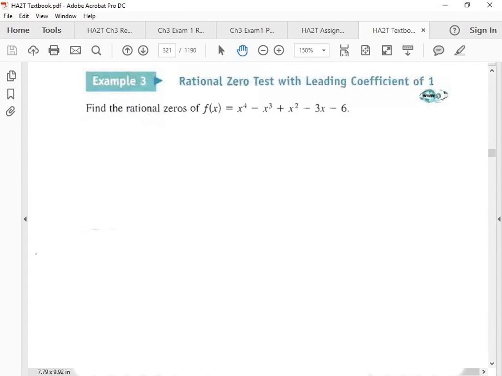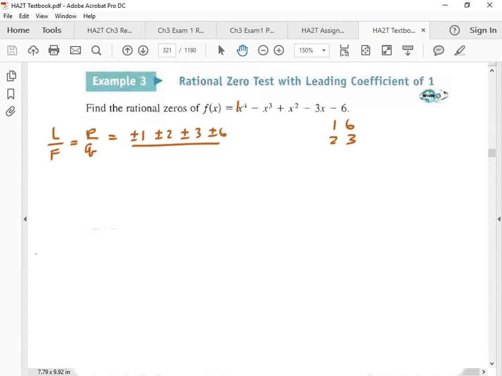All right, remember it's L over F, or P divided by Q. That's what the book says. The L, the last, are the factors of 6. What are all the factors of 6? You got 1 and 6, 2 and 3, and that's it, right? So we have plus or minus 1, plus or minus 2, plus or minus 3, and plus or minus 6. Those are all the possible factors of 6.